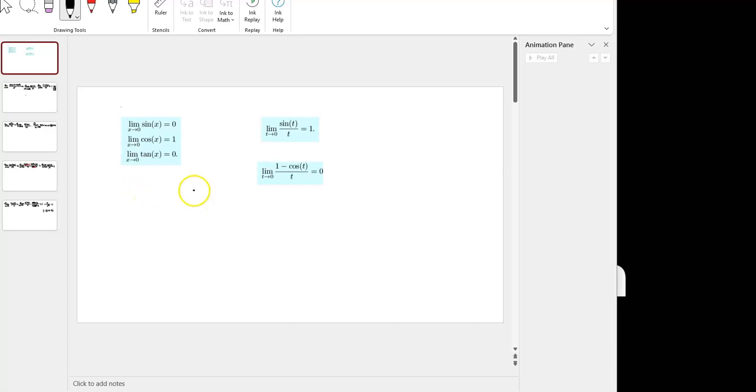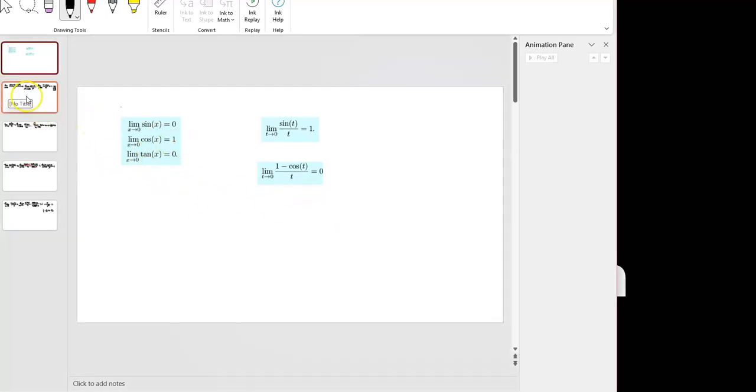Also, we have two special trigonometric limits, which we use often in calculus: limit as t approaches 0 of sine t over t, which is 1, and limit as t approaches 0 of the quantity 1 minus cosine t over t, which equals 0. So we will use all these 5 limits today in this presentation.